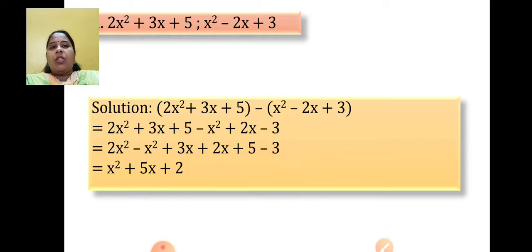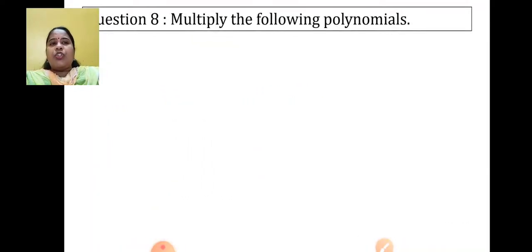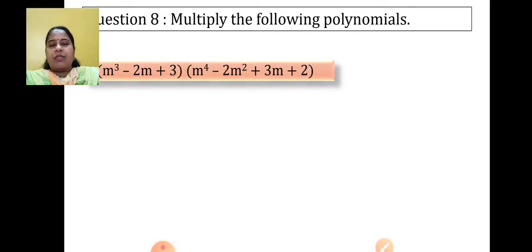I hope all the steps are clear and you have recollected how you subtracted the polynomials. These were the two sums based on subtraction. Let us move to the next type of question. The next question is multiply the following polynomials. Now in the problem set we have finished addition, subtraction. Now we come to multiplication of polynomials.